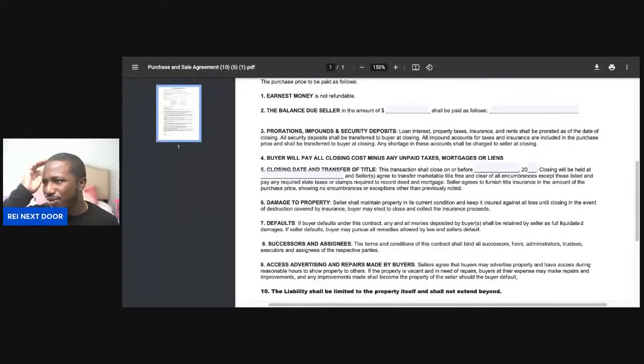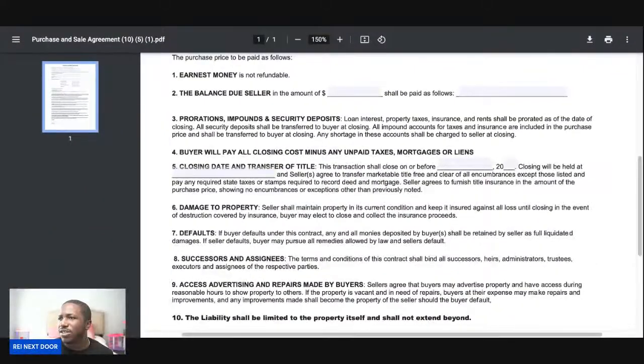Then we move on. Closing will be held at, and that's where you put the attorney's office. Seller agrees to transfer marketable title, clear of all encumbrances, means there's nothing held on the title. Title is not clouded, anything like that. Seller agrees to furnish title insurance in the amount of the purchase price shown. That's just talking about title insurance.